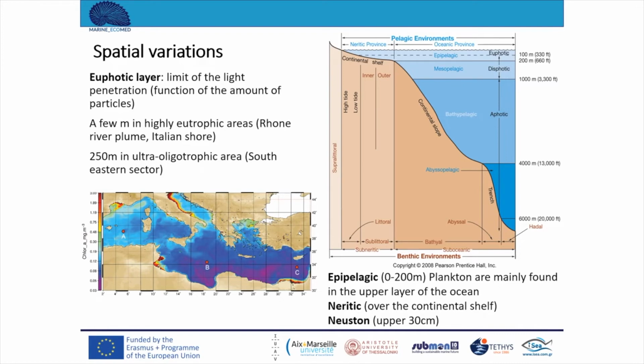The neuston layer is actually the layer in contact between the atmosphere and the ocean and is only a few centimeters deep, about 30 centimeters. Communities of plankton in that layer, as well as plastic, are very typical.